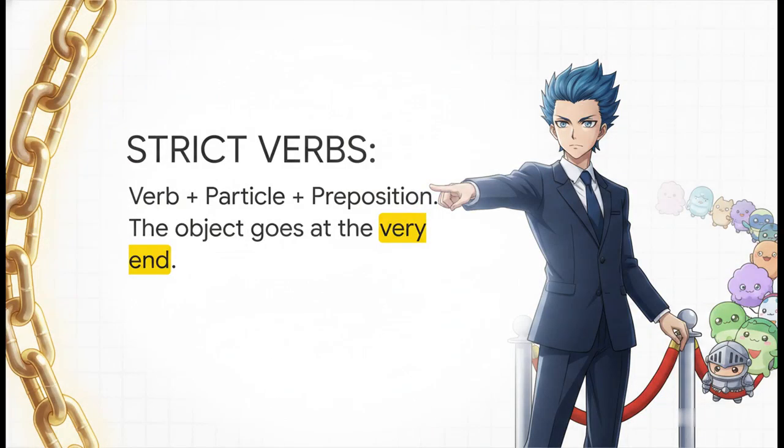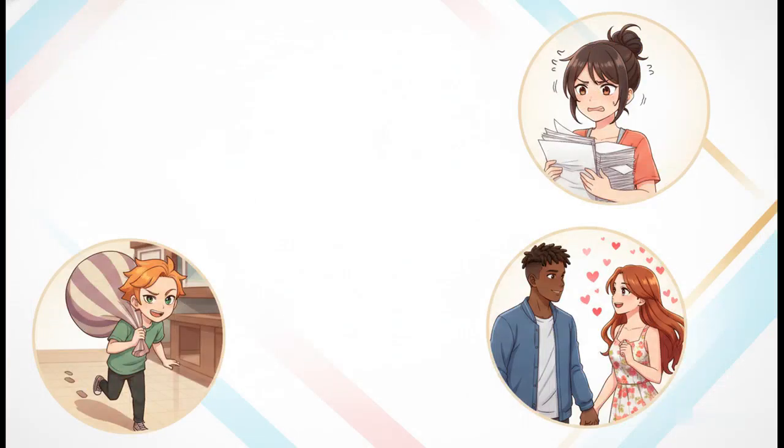And then we have 3-word phrasal verbs, which really build on that strictness. These are even heavier, totally unbreakable units made of a verb, a particle, and a preposition. Because these verbs already have a preposition built into the very end of the phrase, the object gets forced straight to the back of the line. The object always goes at the very end. Let's rapid fire a few examples so you can hear this in action. First, put up with, which means to tolerate. You wouldn't say, I put them up with, right? You say, I put up with them.